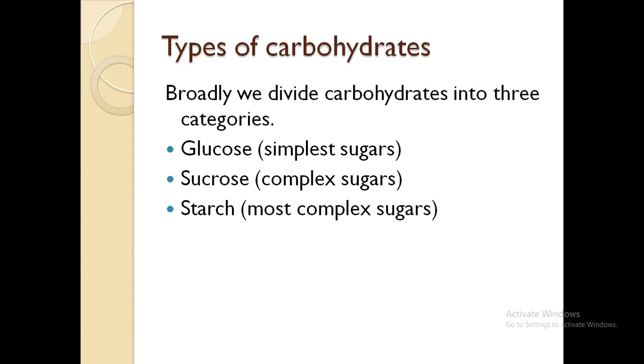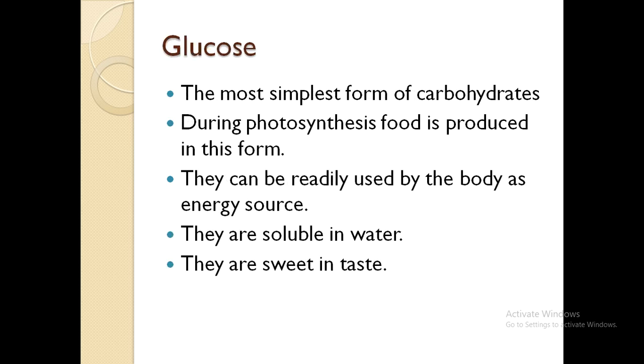Types of carbohydrates. Broadly, we divide carbohydrates into three categories. Glucose, which is the simplest form of carbohydrates, the simplest sugar, you can say. Sucrose, the complex sugars, are types of carbohydrates. And the last one is starch, which is the most complex form of carbohydrates.